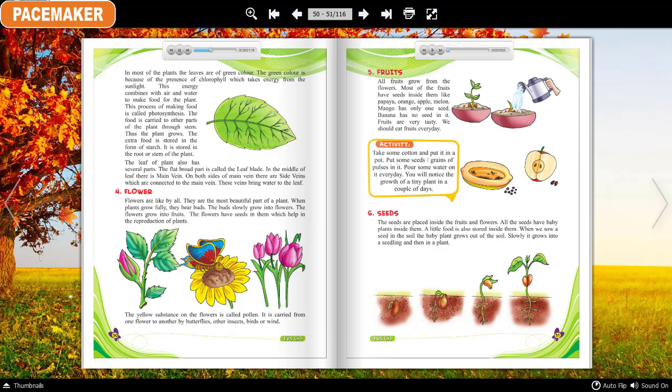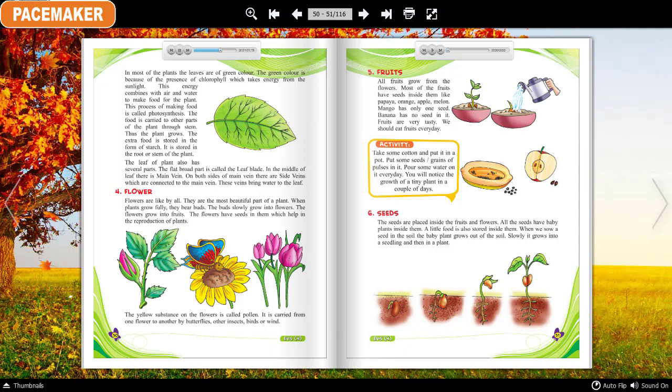The leaf of a plant also has several parts. The flat broad part is called the leaf blade. In the middle part of the leaf, there is the main vein. On both sides of the main vein, there are side veins, which are connected to the main vein. These veins bring water to the leaf.